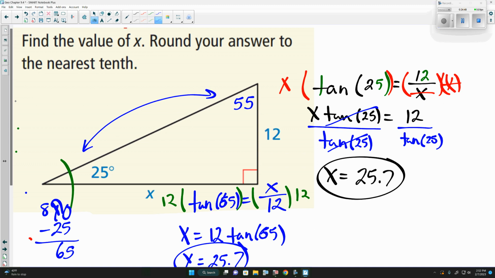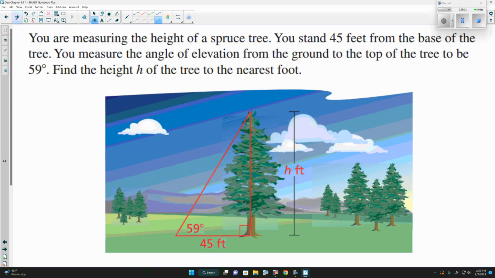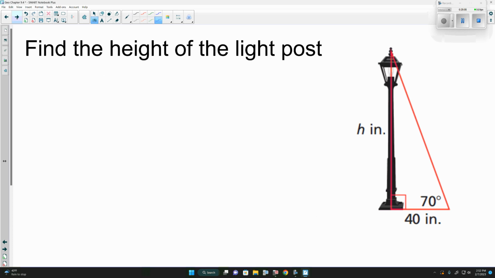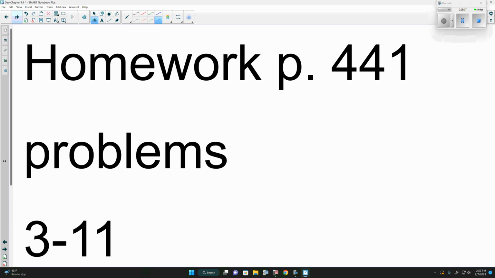So if you don't want to go about finding the other angle, you can just use 25, do it the way that we've been doing it, and get it. Or you can get the other angle, do the exact same thing. Questions on this here? That's it.